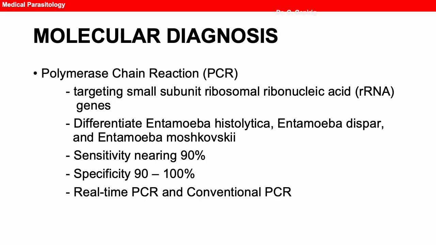PCR can also be made. In this one, we target small subunit ribosomal RNA genes, and we can differentiate E. histolytica, E. dispar, and E. moshkovskii. The sensitivity is nearing 90%, the specificity is 90 to 100%. We can perform real-time PCR, conventional PCR, or nested PCR.